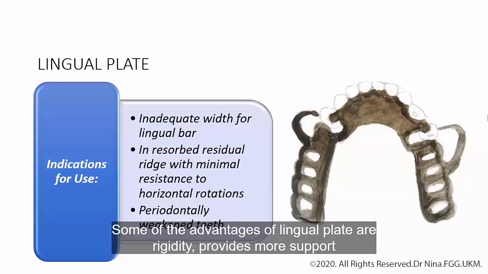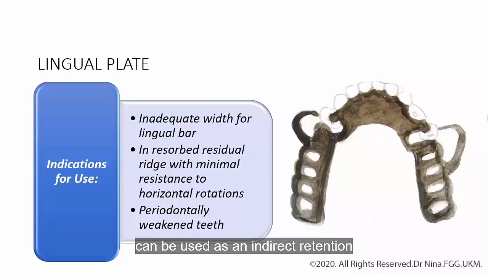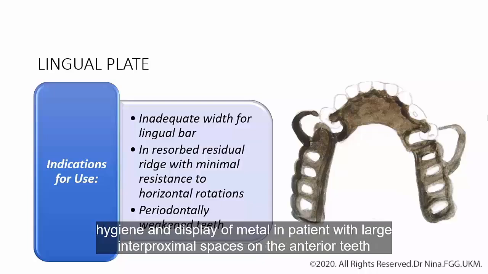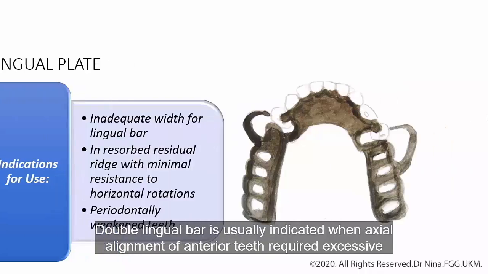Some of the advantages of lingual plate are that it's very rigid, it provides most support, and sometimes it can also be used as indirect retention. The disadvantages include extensive coverage of teeth and soft tissue, which will end up with poor oral hygiene. Another drawback includes the display of metal in cases where you have large interproximal spaces on the anterior teeth.